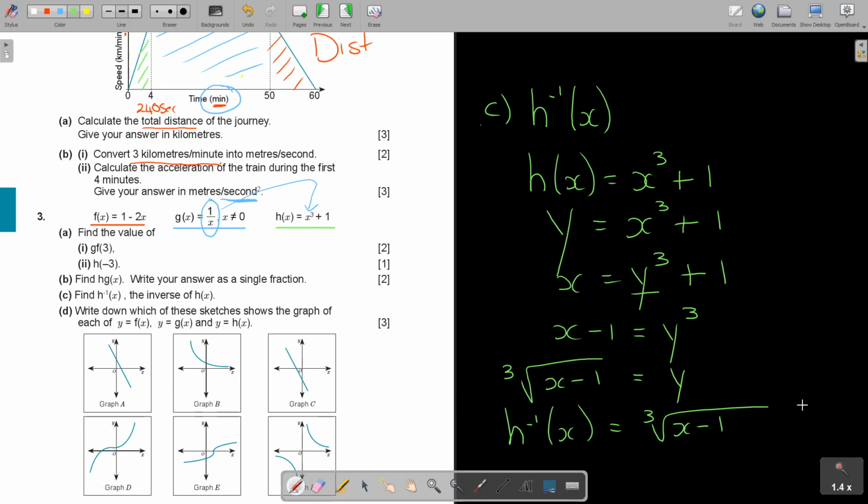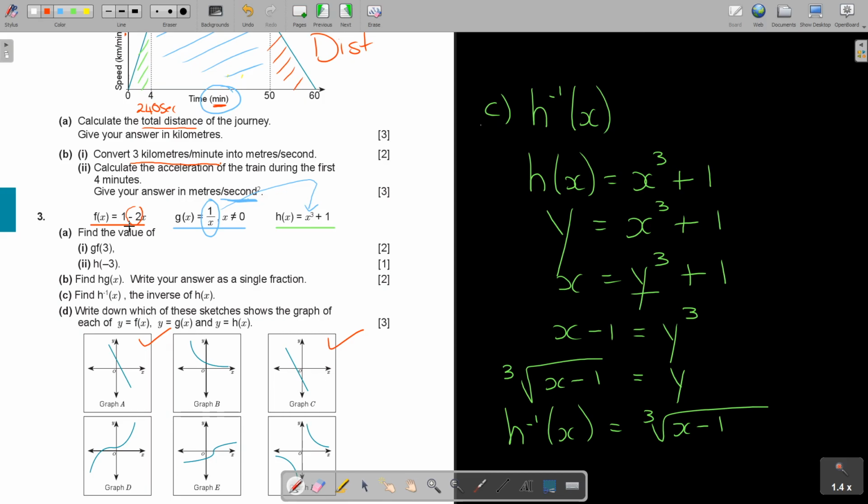The last one. Write down which of these sketches show the graph of each f, g, and h. And now, remember that summary I showed you. So, if you look, you will see, okay, this red one is a straight line. So, it can either be this one or this one. The rest is not straight lines. Now, I just look at the gradient. The gradient is the value in front of x. It's negative. So, negative is down. Let's see this one. Oh, both are negative. Wow, it's interesting.